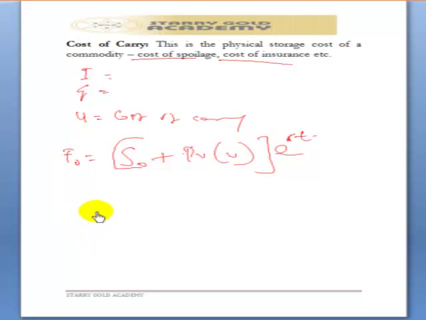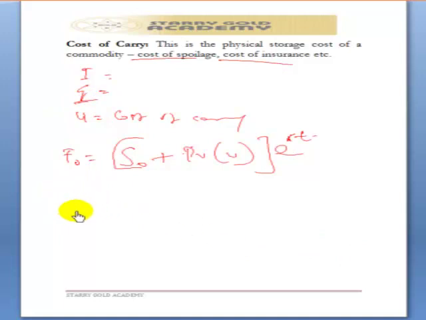Otherwise, we just assume that the cost of carry is proportional to the value of the commodity and is paid continuously at the rate of U. And when we say U is in proportion to the value of the commodity, it becomes as if we are talking of the yield under futures on a commodity.